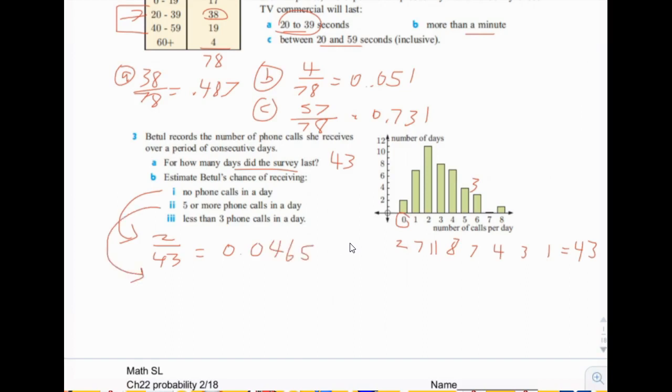5 or more calls in a day. So that would be 5 calls, 6 calls, 7 calls, 8 calls. So that would be 4 plus 3 plus 1, I think. So that would be 8. 8 divided by 43.